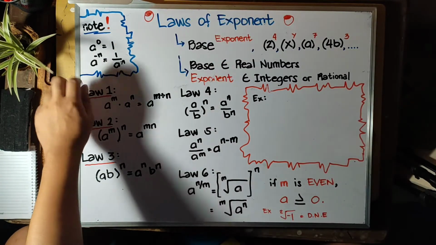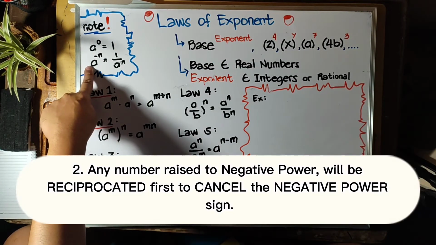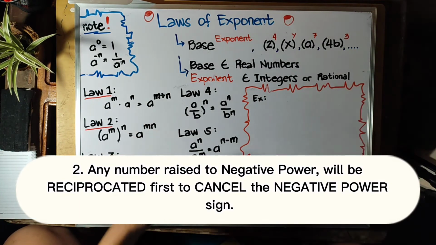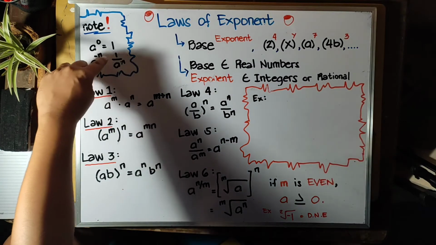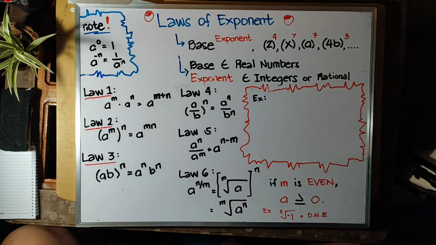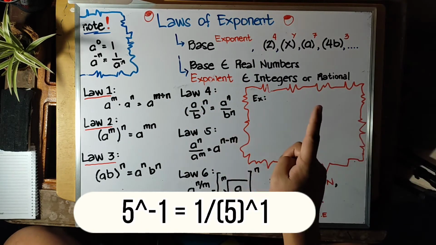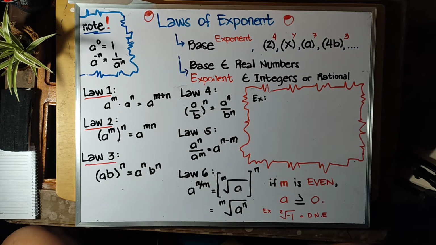And again, take note number 2. Any number raised to a negative integer, all you have to do is reciprocate it to cancel the negative sign: 1 over a raised to n. So say for example, 5 raised to negative 1, equivalently, 1 over 5 raised to 1. Easy as that.